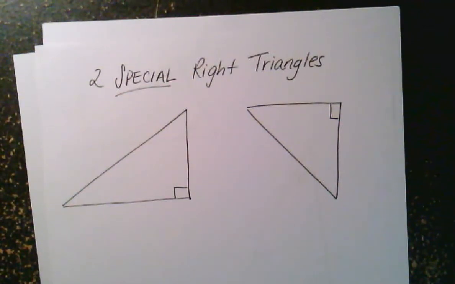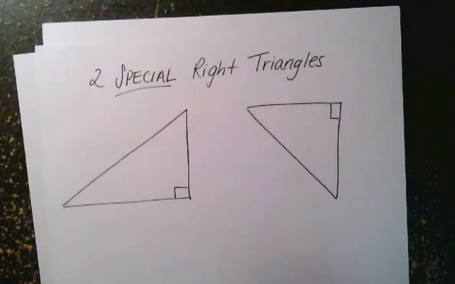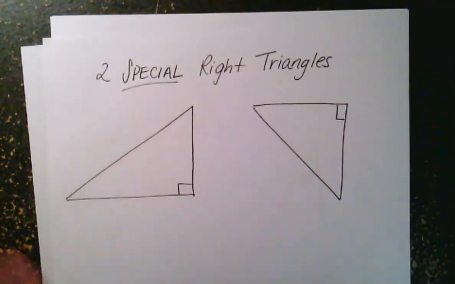Hello there, geometers. This is Miss Backfish, and I'm here to talk to you about one of the first topics we discuss when we reach our unit on right triangles, and that is the two special right triangles. Right now, there's nothing special looking about these right triangles, but I'm going to draw the information in there that makes them special as I'm talking about this.